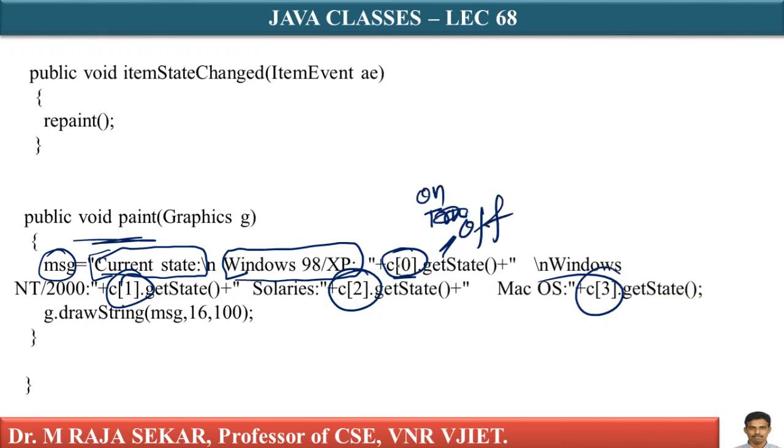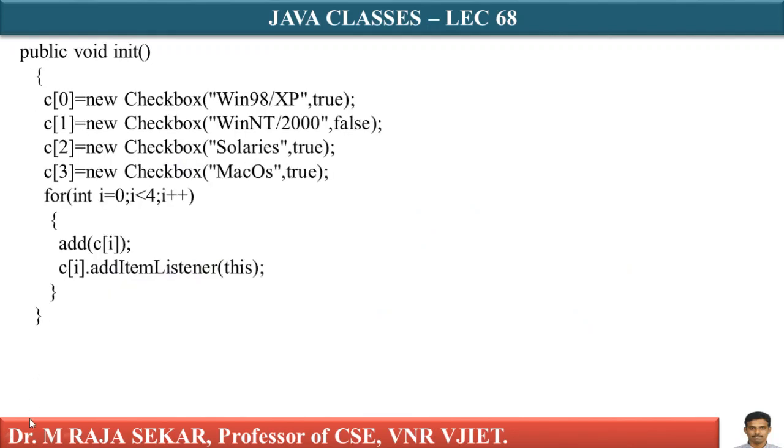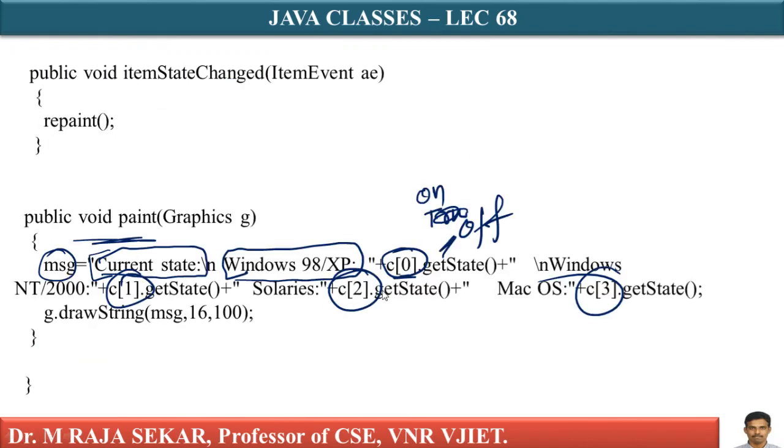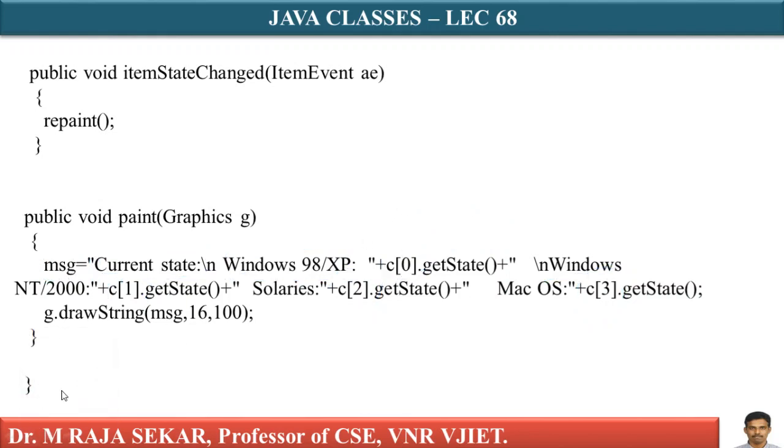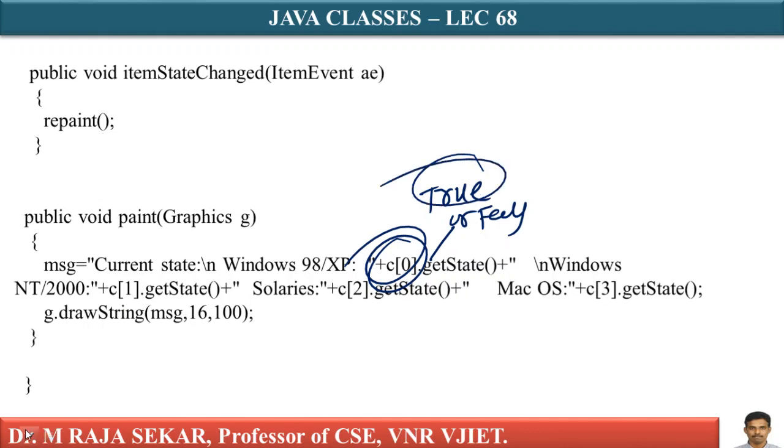I will get the state of that particular checkbox. c[0] is associated with Windows 98/XP. Just see, what's the label of my c[0]? Windows 98/XP. I am trying to get the state of that particular checkbox. c[1].getState, c[2].getState. I already discussed getState returns the state of the checkbox as a boolean value. As a boolean value means this getState will return true or false. If this particular checkbox is selected, it returns true. Otherwise, it will return false.